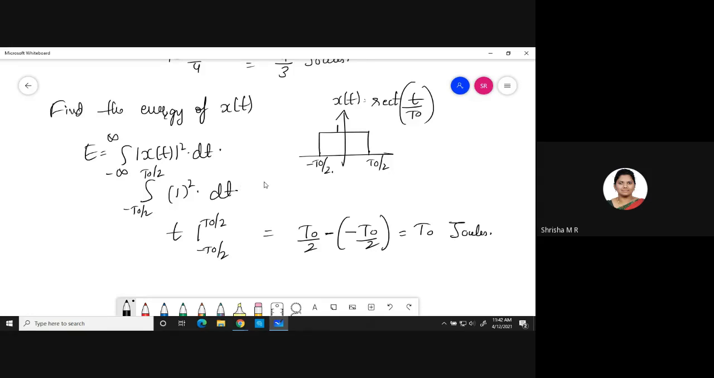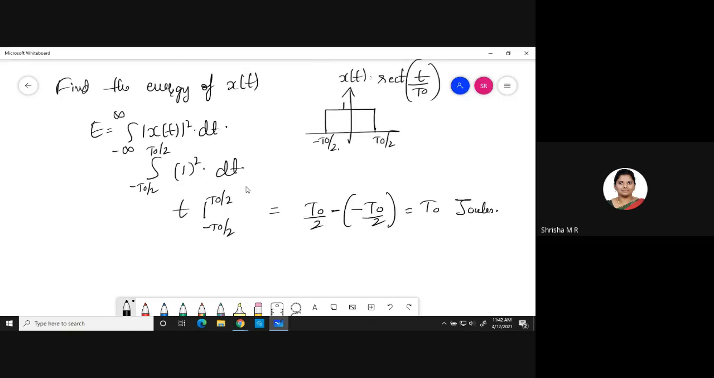Suppose they have given you amplitude 1, but in other cases they won't specify the amplitude. So that time how will you do it? Just try this. Suppose the amplitude is A. For the same signal, I give amplitude as A. Because amplitude is 1, you have got T0. If you have A here, what do you get? A T0, ma'am. Just check once. What do you get?